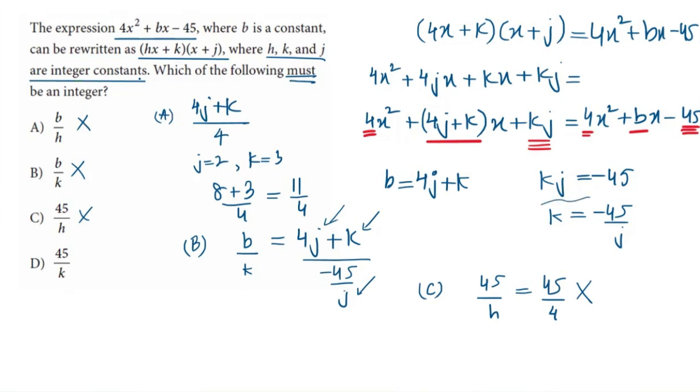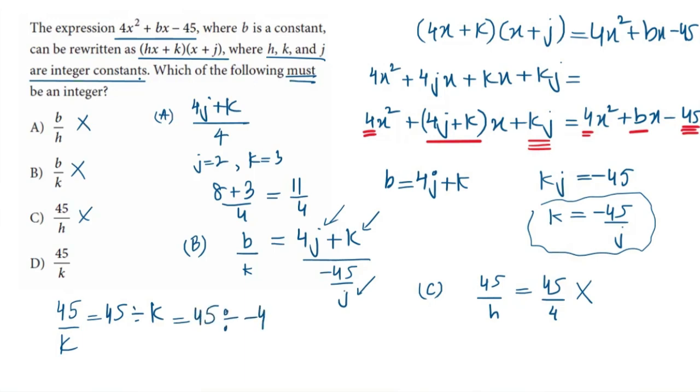So I've got this K over here. I've just made the value of K in terms of J. So can I write 45 divide K as 45 divided by minus 45 over j? Let me just show you what I'm trying to do. So this will be 45 into j divide by minus 45. If you cancel this, this will turn out to be minus j.